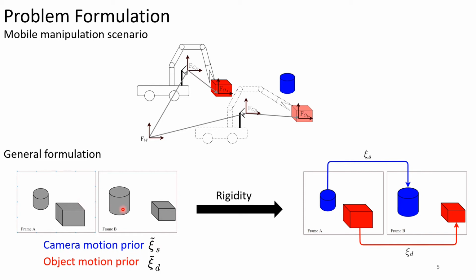But we further assume that we have prior information about how the static and dynamic objects move relative to the camera using robot proprioception. For example, the camera motion prior can be acquired from wheel odometry. And since the dynamic object is physically manipulated, we could also know the object motion prior from arm kinematics. With the further assumption that the whole dynamic component is rigid, our final goal is to simultaneously estimate the segmentation between the static and dynamic rigid bodies and track the motions of these two rigid bodies respectively.